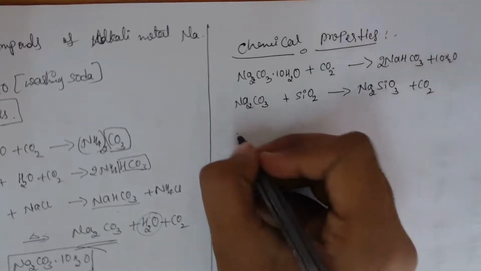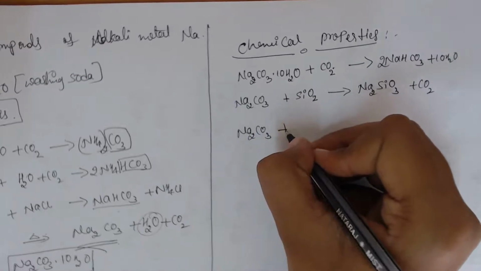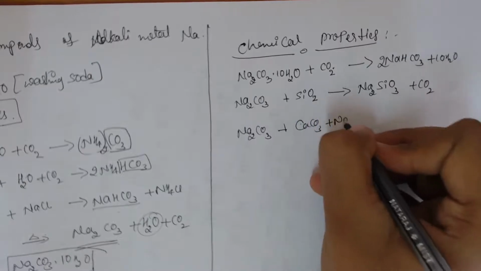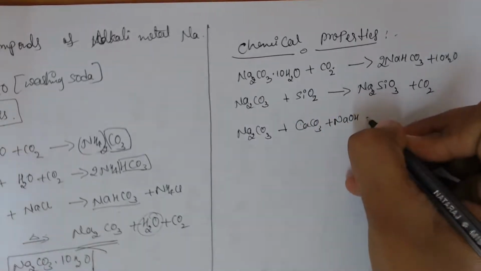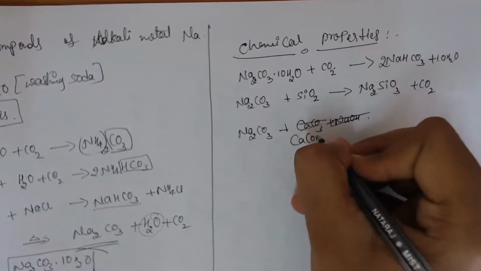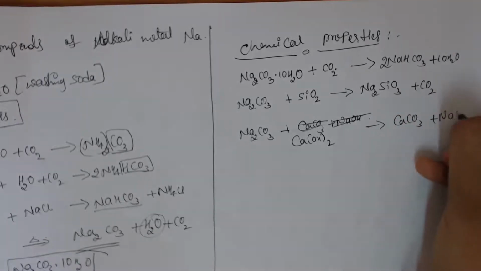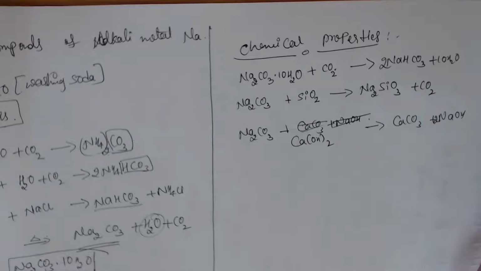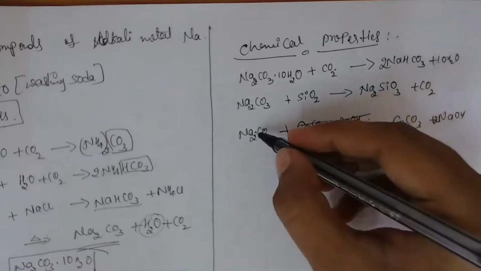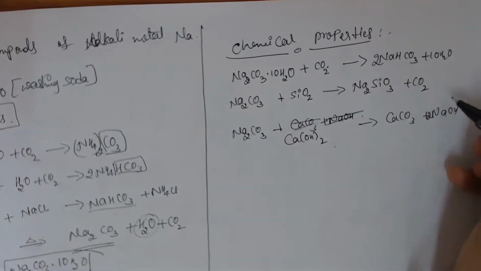Okay. Next, when the same Na2CO3 reacts with Ca(OH)2 in presence of alkali, it gives what? It gives CaCO3 plus NaOH. This is 2 moles. Na2CO3 plus Ca(OH)2 gives rise to what? CaCO3 plus 2NaOH. Okay.